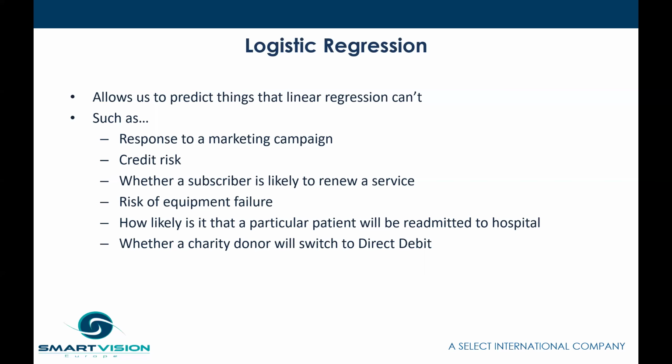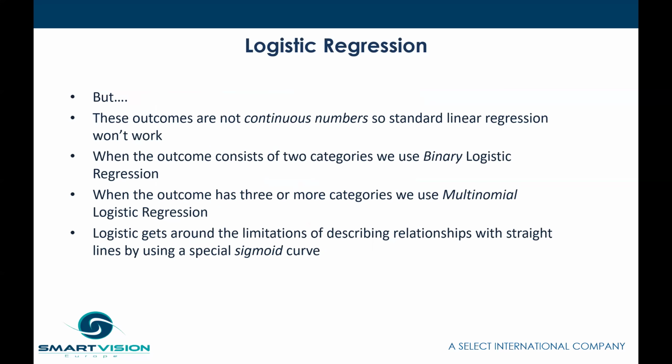And the reason why it can't predict those things is because they're not continuous outcomes. They're category outcomes. They're yes/no outcomes. Will they respond to the campaign? Yes, no. Will they renew the service? Yes, no. They're binary outcomes. And linear regression can't see binary. It can only see continuous values. So it would just give you a prediction of 1 or 0. Because they're not continuous numbers, standard linear regression won't work with it.